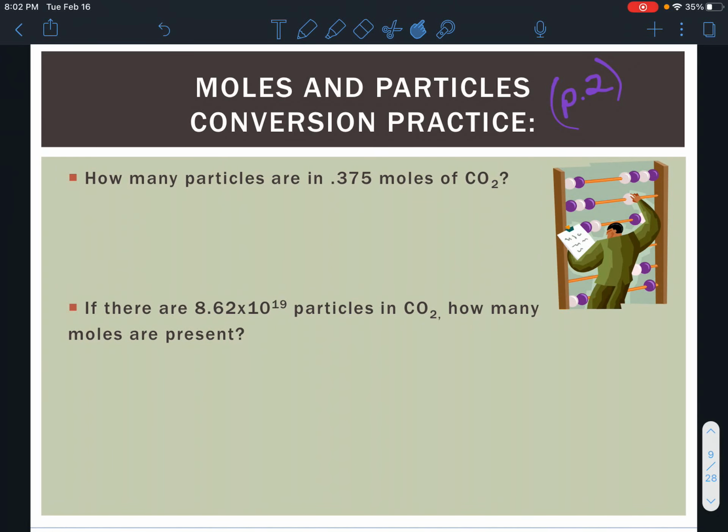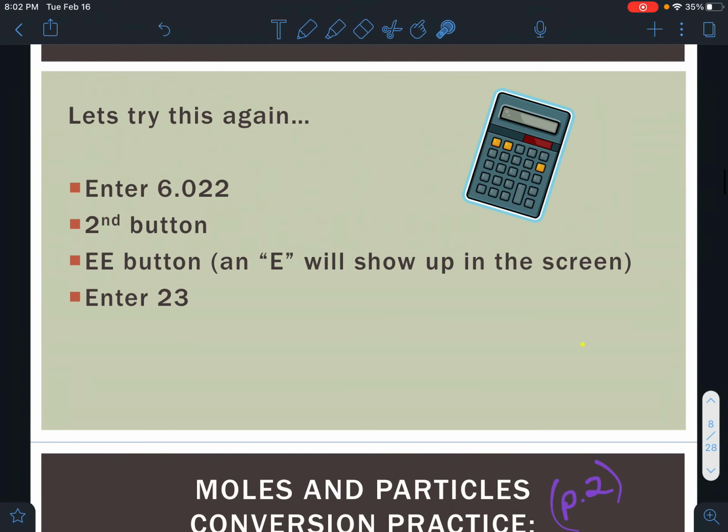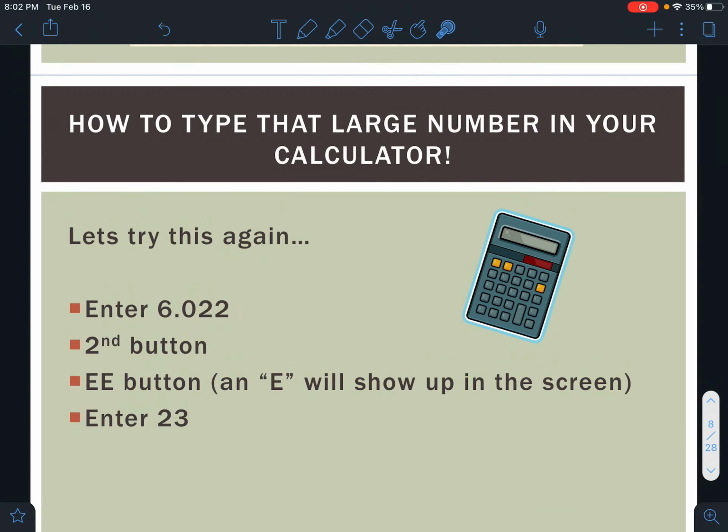Hi everyone, in this video I'm going to be going through a couple examples of how to convert from moles using Avogadro's number, and you can be following along on numbers 1 and 2 on the top of page 2. Before we talk about how to set up the math for this, we really have to learn how to type Avogadro's number into our calculator.